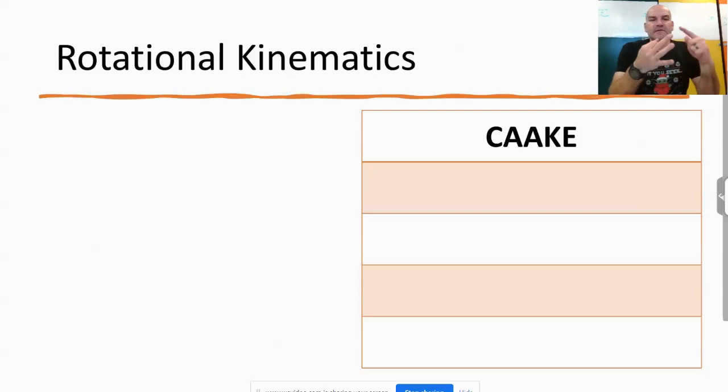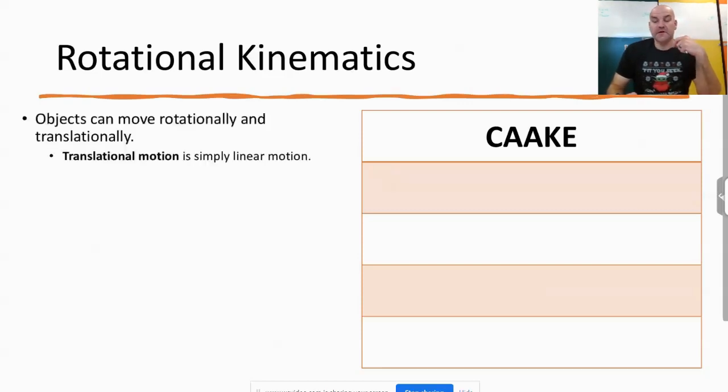How do velocity versus time graphs look? How do acceleration versus time graphs look? How do we go between the different ones by using derivatives and integrals? All of that will apply here as well. The only difference is instead of it being in a straight line, it's going to be rotating. And so it's going to change our variables, but the equations are going to look very similar, with the only change being to the variables that we use.